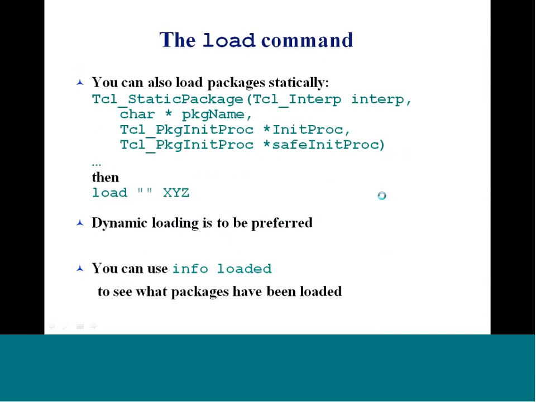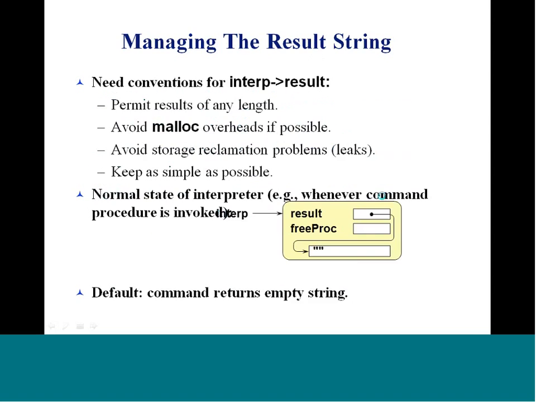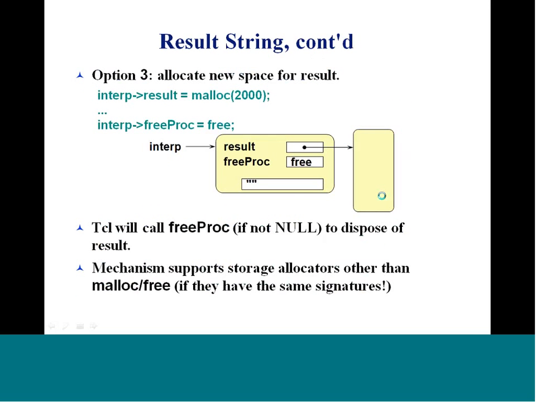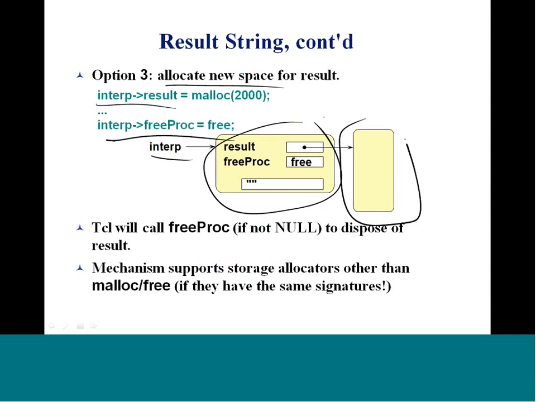We went through all these things now. The third option is to allow a new space for the result, which is the interpreter result equal to malloc 2000, then interp->freeProc is free, and then the interpreter can treat that as occupying zero space. Tcl will call this free proc, if not null, to dispose of the result.